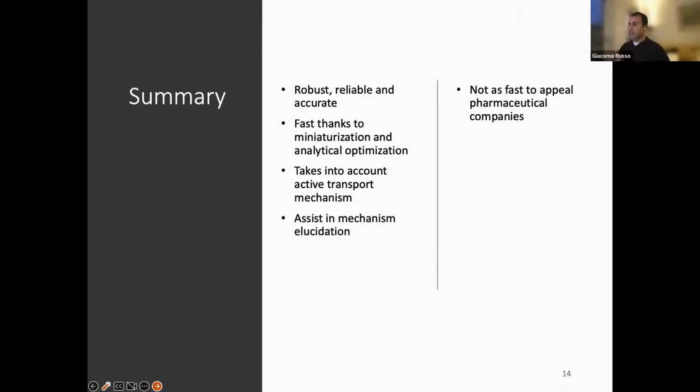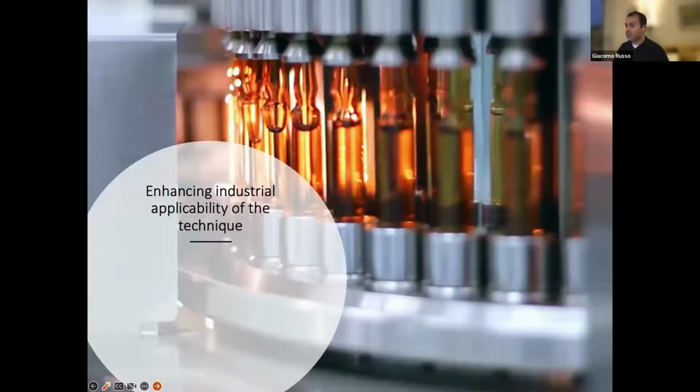However, from one side, the technique proved to be robust, reliable, accurate, faster, thanks to miniaturization and analytical optimization, able to, in some capacity, take into account also active transport mechanisms, and by using in silico descriptors, also able to assist in some mechanism elucidation. However, the technique was not fast enough to appeal to pharmaceutical companies, because of course the analytical retention of each compound had to be measured individually.